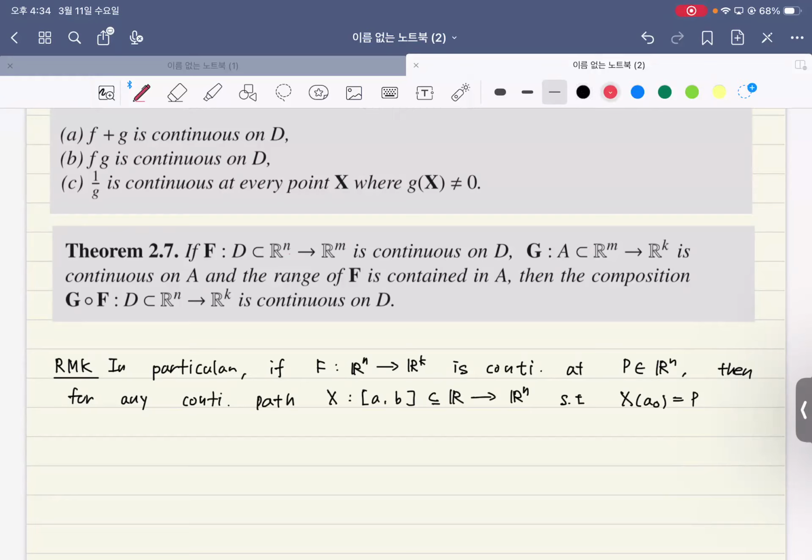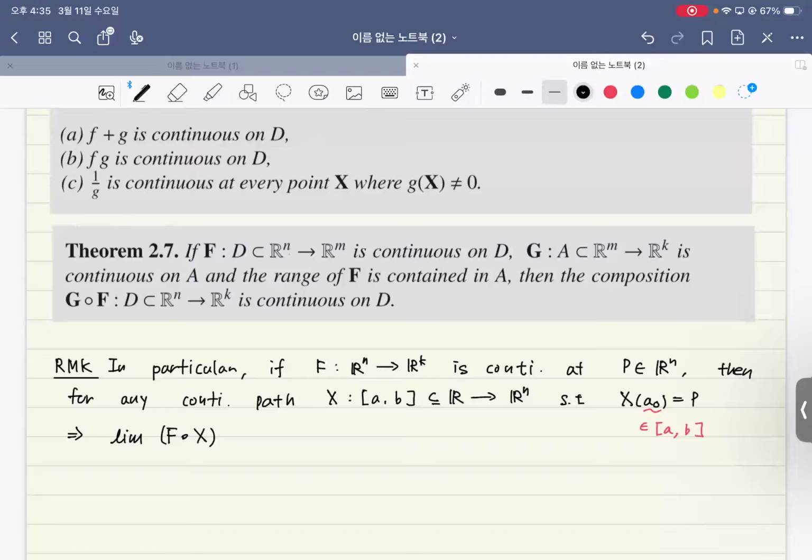Here, this a0 should be considered a random point in the curve, a random point in this interval. So this is a curve from this interval to Rn, and this is a function from Rn to Rk. Then, since this composed function x to f of x must also be continuous at this point, because of the theorem.